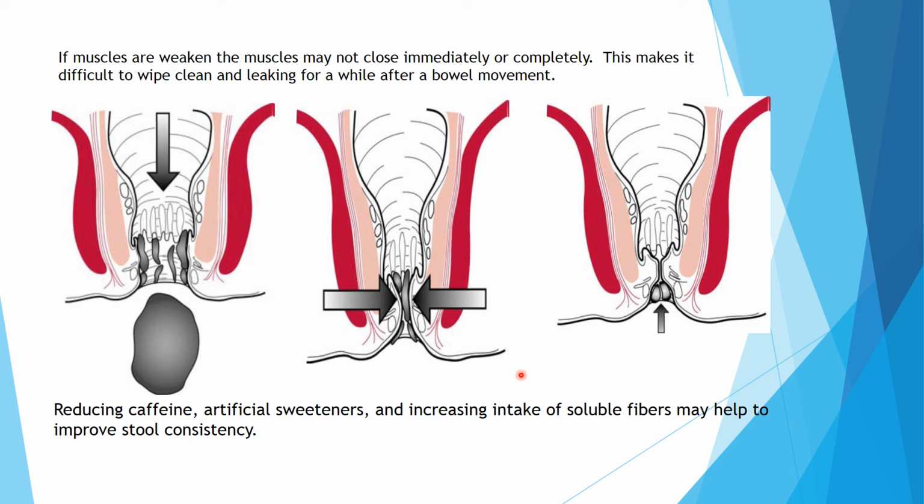There's a couple things I want to note here, because we talked at the very beginning of this PowerPoint about how lifestyle habits play a big role, and you'll be talking more with your biofeedback nurse about this. But if you do have issues with leakage, you may want to consider reducing your caffeine intake, reducing artificial sweeteners, and increasing your intake of soluble fibers, because they really do help improve stool consistency.